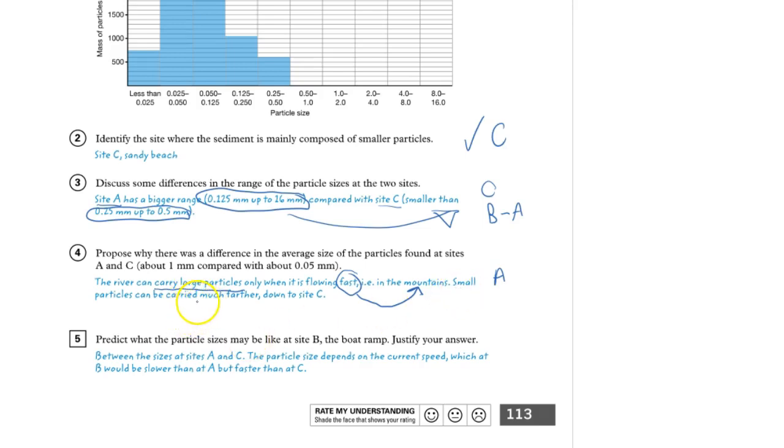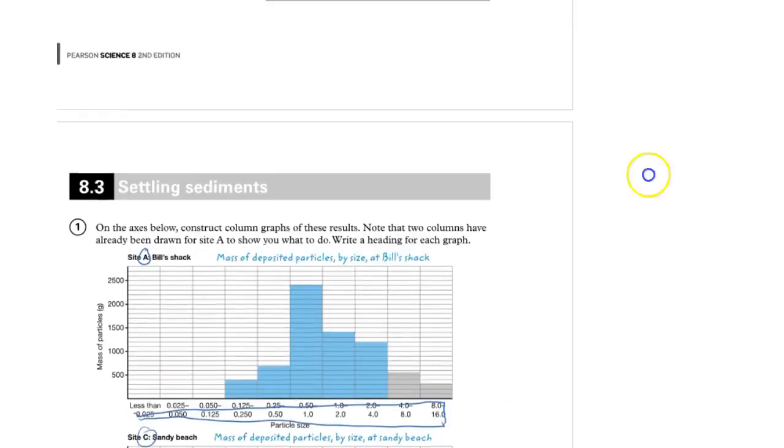Small particles can be carried much further, all the way down to site C. So if you actually related the size of the particles to how fast the river was flowing, and really used your understanding to answer that question and related it back to the environment that it came from, you're definitely looking at an A standard there. If you gave me a part answer there, or talked about the fact that the bigger particles would have been deposited first and therefore they wouldn't have made it down to site C, then that would give you about a C standard there.